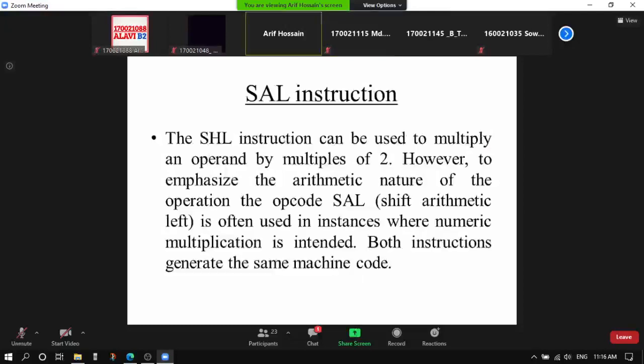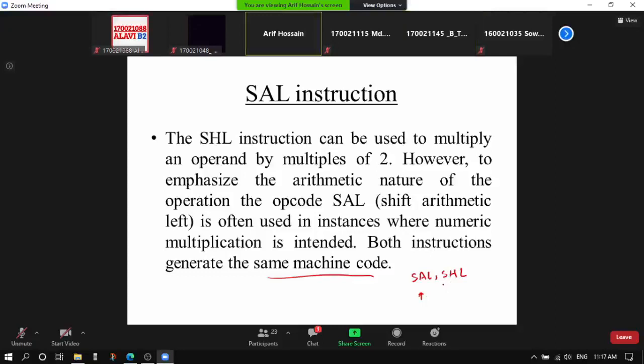Now this is another one, that is shift arithmetic left. Basically your SHL, that is shift left, and shift arithmetic left, both of them generate the same machine code, meaning that both your SAL and SHL will give you exactly the same result. There is no difference in the result. But why we need this one is that sometimes you perform a shift operation only to shift the bits. Okay, that is your main target. You need to shift your bits.